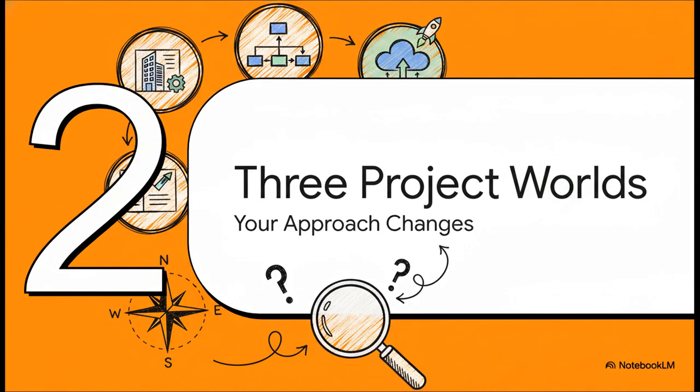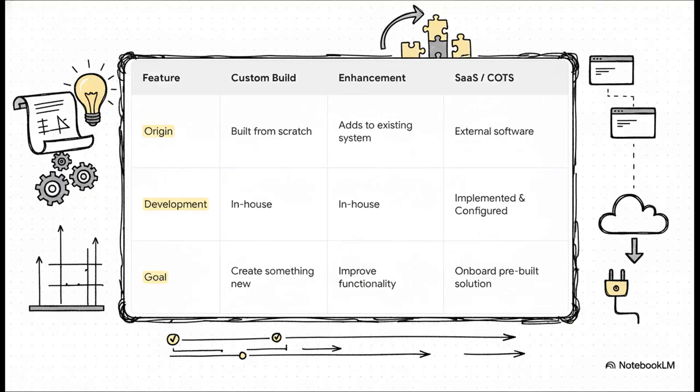Okay, now here's something you have to get your head around before you even think about asking your first question. You have to understand the landscape, because your approach is going to change, and I mean dramatically, depending on which of these three project worlds you're living in. Let's break them down. What I love about this is how clearly it lays out the differences. You've got your custom build, which is born from scratch, built in-house, with the goal of creating something totally new. Then you have enhancements, where you're just adding to a system that's already up and running. And finally, SaaS or COTS, where you're not really building anything at all. You're bringing in a pre-built solution and making it work for you.